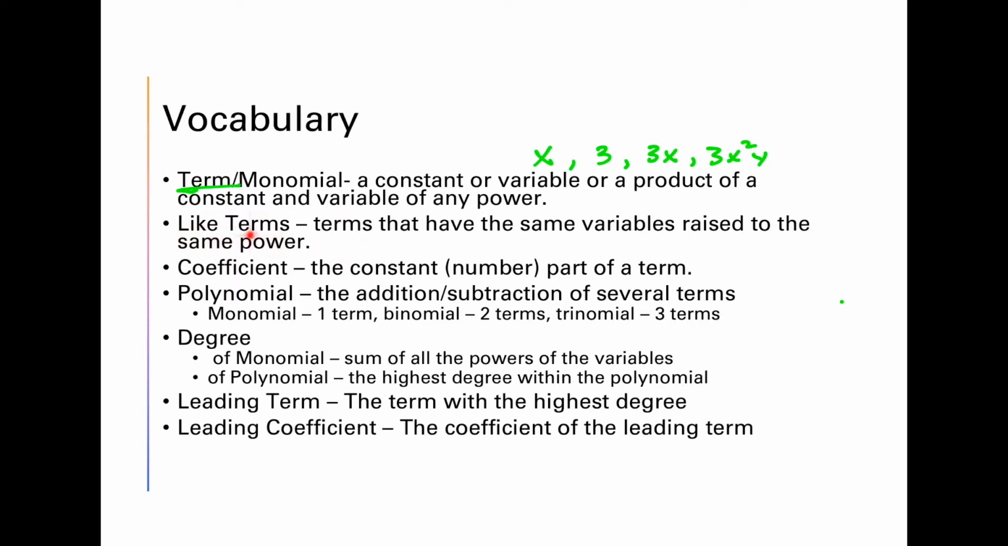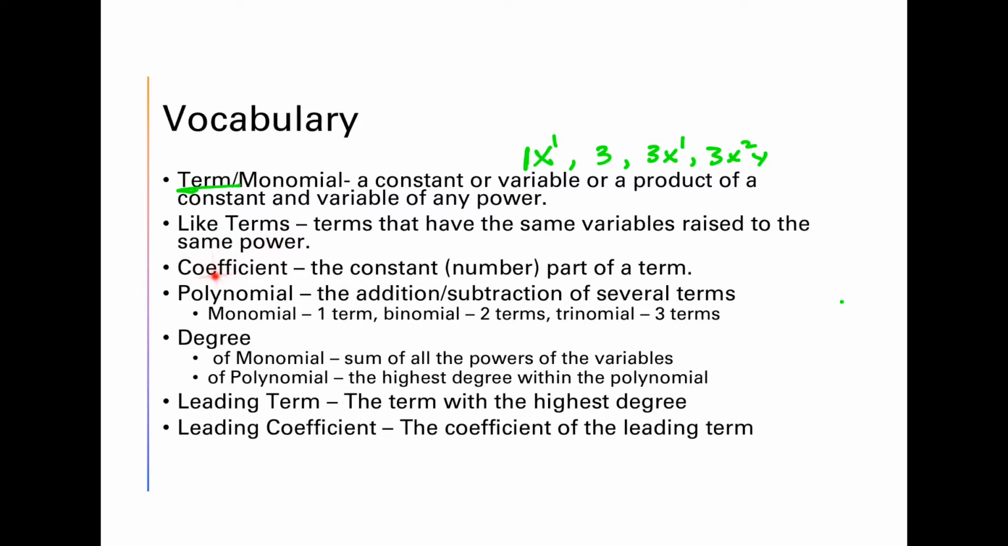We also have certain terms that we would say are like terms. If they have the same variable and that variable is being raised to the same power, we say the terms are like. So, for example, 3x and x would be like terms because they have the same variable that's being raised to the same power. They're both actually being raised to the first power. We just don't write that. The assumed power of 1 is also like the assumed coefficient, which is a 1 as well, if there's no other number written.